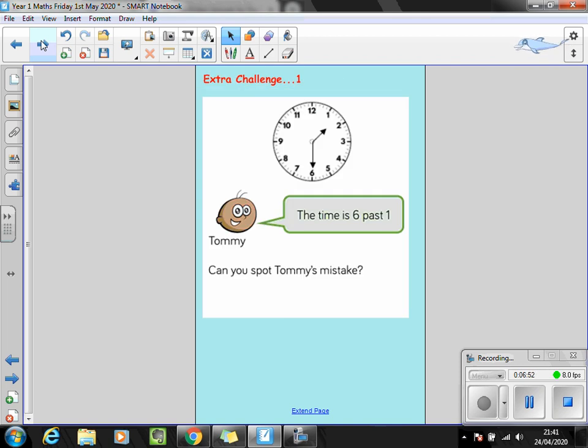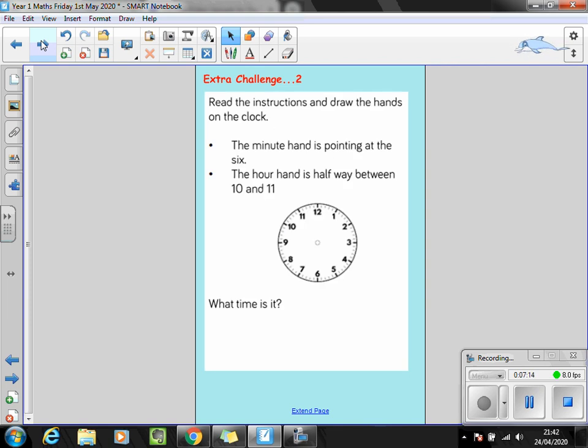If you want to challenge yourself further today and think about how you might explain your thinking and your learning, maybe you can provide evidence, have a go at extra challenge 1. Tommy says the time is 1:06. Can you spot Tommy's mistake? Or have a go at question 2, which is a little bit trickier. Read the instructions and draw the hands on the clock. The minute hand is pointing at the 6. The hour hand is halfway between the 10 and the 11.